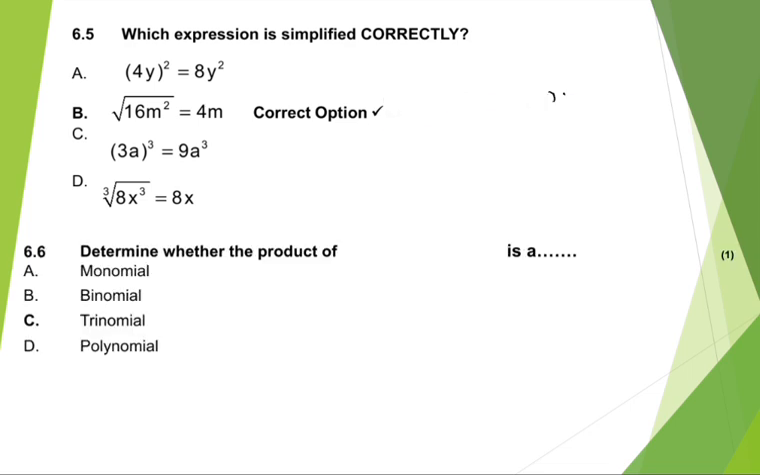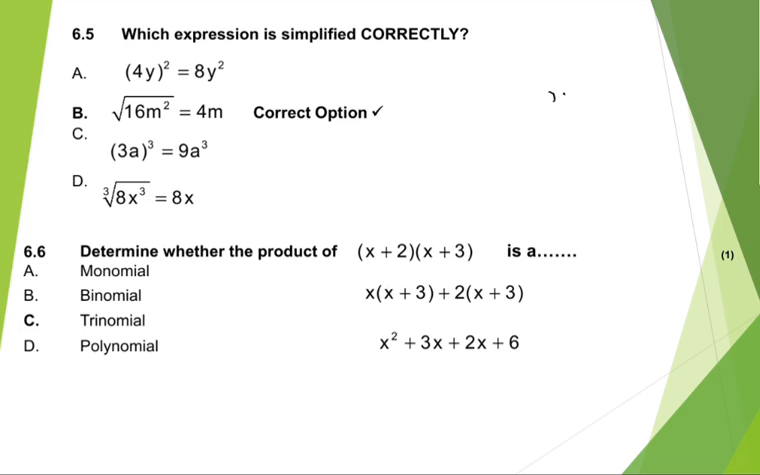The next one is determine whether the product of (x + 2)(x + 3) is monomial, binomial, trinomial, or polynomial. Let's expand. x multiplied by (x + 3) plus 2 multiplied by (x + 3). When you expand, you get x squared plus 3x plus 2x plus 6. So it means I'm applying this one.